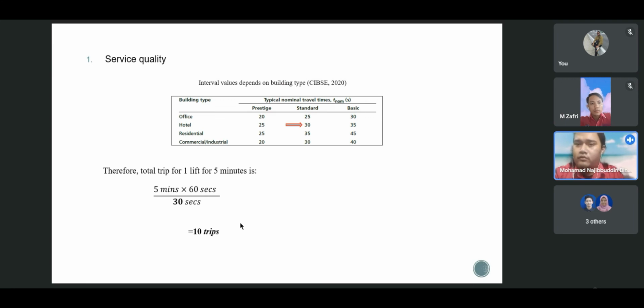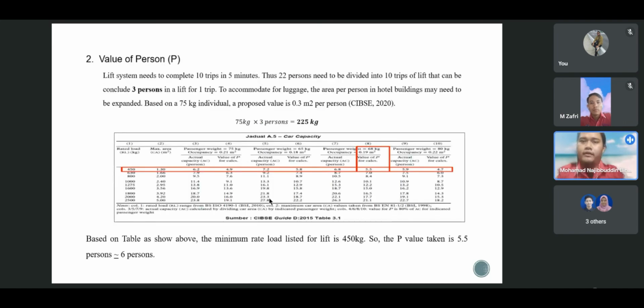Therefore, the total trips for one lift in 5 minutes, as can be seen from the calculation, is 10 trips. All right, and then number two, value of person, P. The lift system needs to complete 10 trips in 5 minutes. Thus, 22% needs to be divided into 10 trips of the lift, which concludes 3% in a lift for one trip.